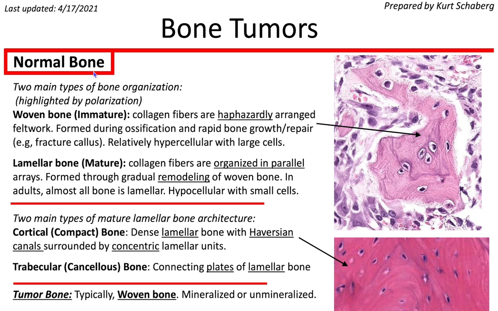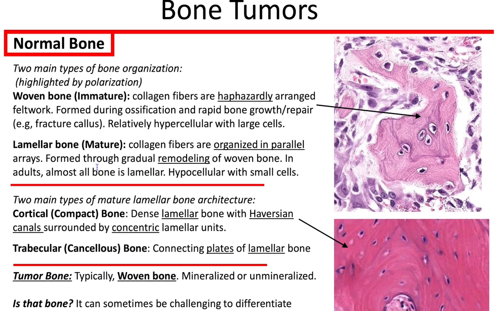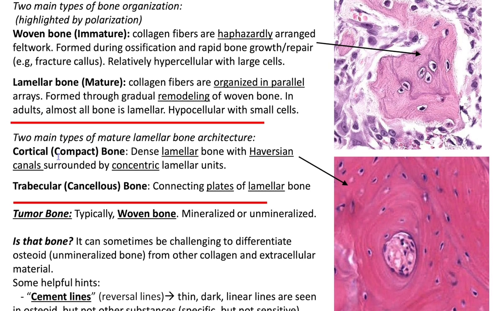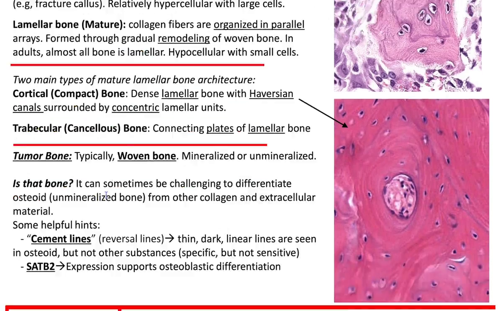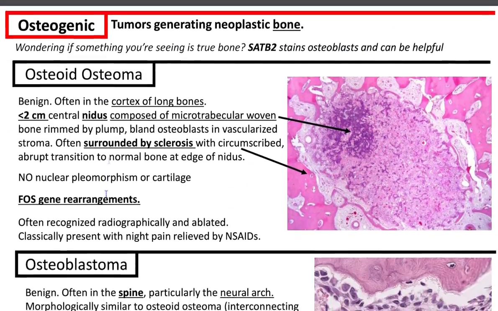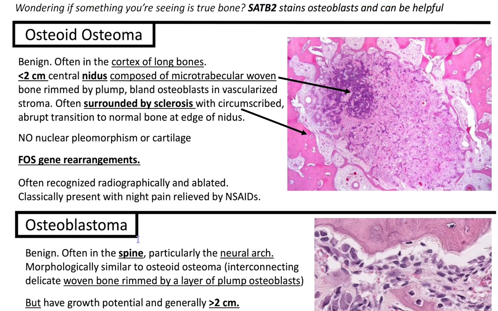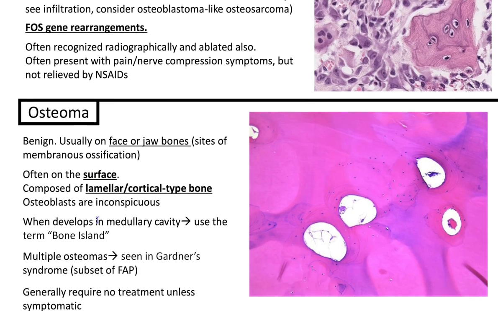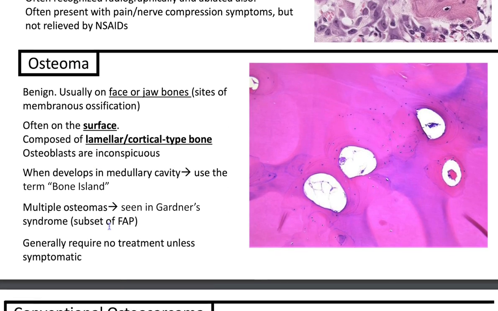Bone tumors. Normal bone, immature is woven, mature is lamellar. You have your architecture differences, cortical, compact bone, and trabecular, cancellous bone. Osteogenic tumors, benign: osteoid osteoma, osteoblastoma. Both have FOS gene rearrangements. Osteoma, think about Gardner syndrome.